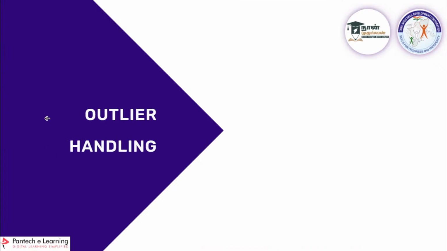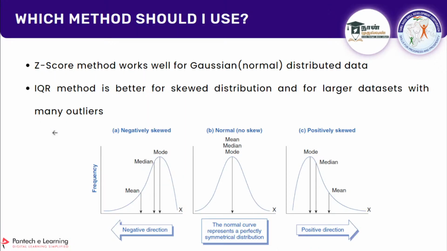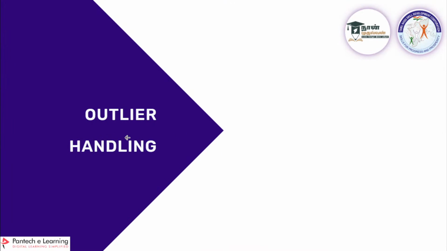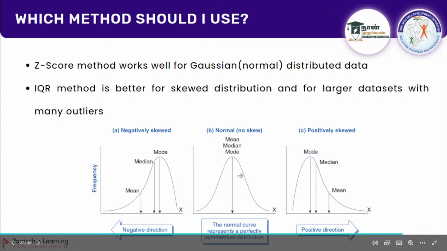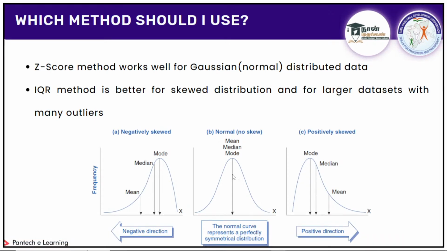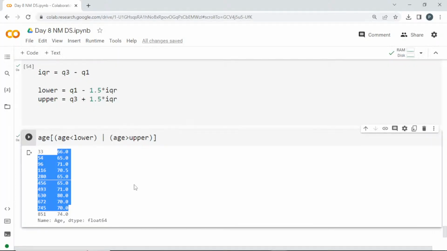And we'll see outlier handling in tomorrow's class, okay? So please be patient. We'll see about outlier handling in tomorrow's class. And regarding this, how will you find out? I'll show you how to find whether it is normally distributed or what the case is.